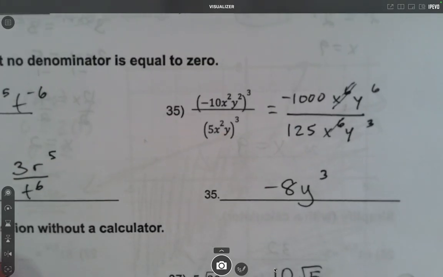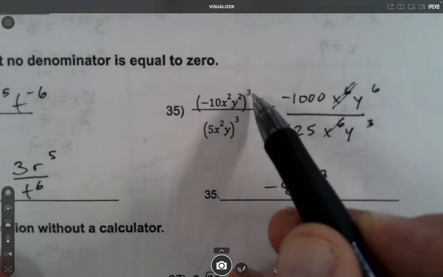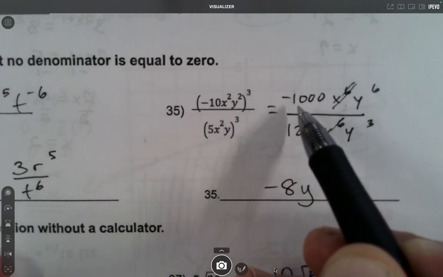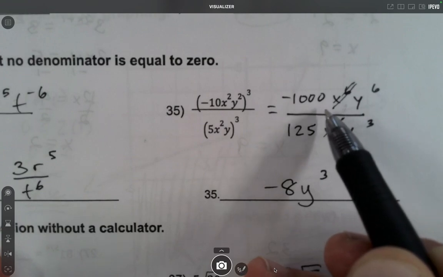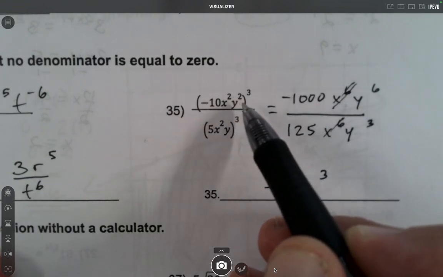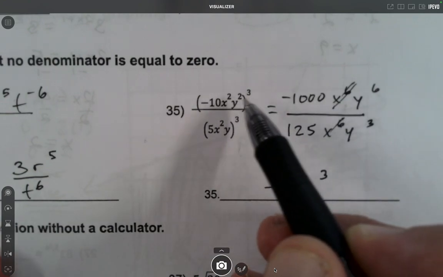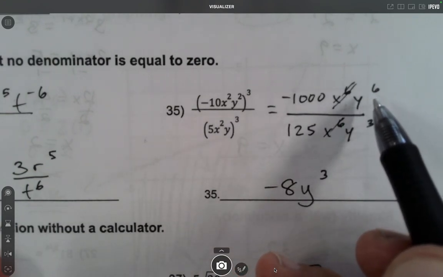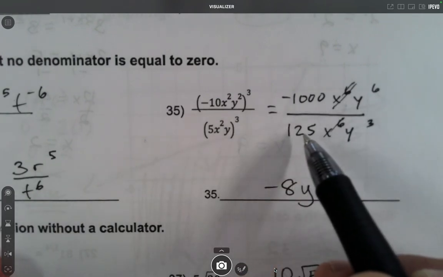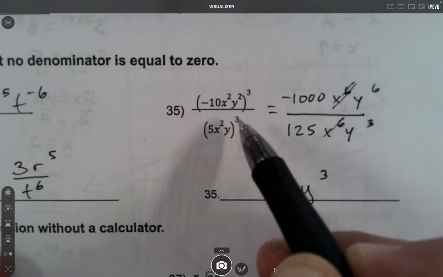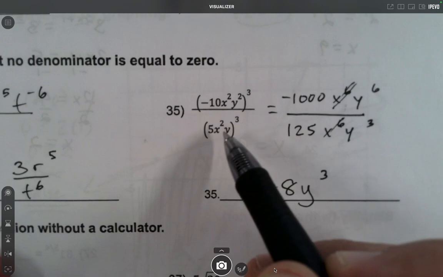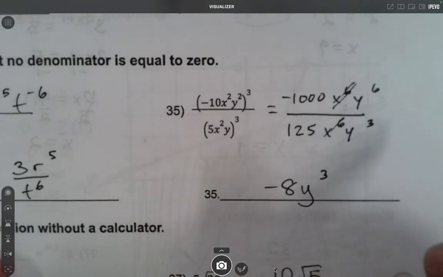On 35, the first step is to apply these exponents that are outside the parentheses. So I do -10 to the 3rd power, or -10 cubed, and you get -1000. 2 times 3 is 6 for the x. 2 times 3 is 6 for the y. In the denominator, 5 cubed is 125. 2 times 3 is 6. Y cubed is y cubed.